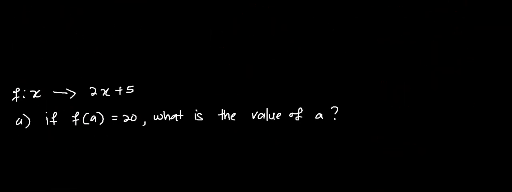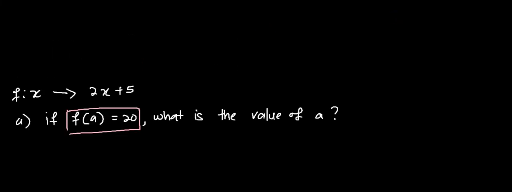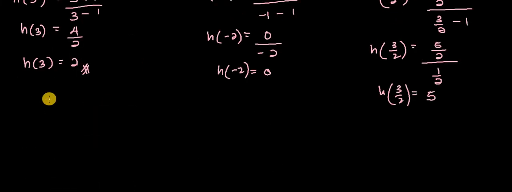Now the next part starts getting a bit more complicated. Once you're already familiar with how to substitute, the next part would be, for example, I have this question: if f(a) is 20, what is the value of a? Now, try to imagine this thing. Imagine what we did at the top here: h(3) is 2, correct, for this one.